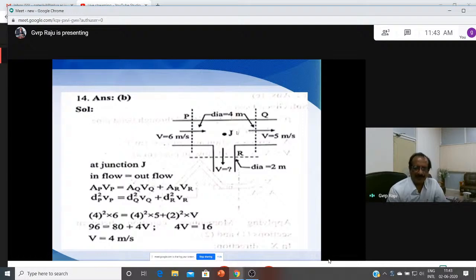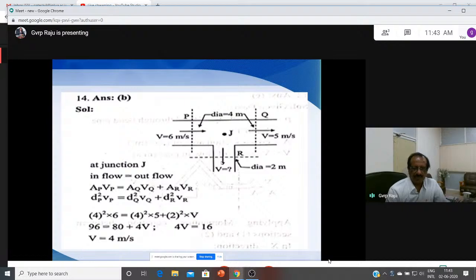So at junction J, inflow is equal to outflow. Inflow is equal to area and velocity, so area is AP and the velocity here is VP, which is equal to outflow. Outflow means from here to here and from here to here. So this is equal to area here AQ and the velocity here VQ, and the area here AR and the velocity here VR. So it is a simple discharge equation, in other words Q1 is equal to Q2 plus Q3.